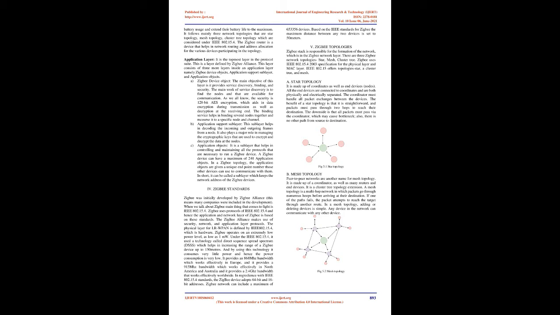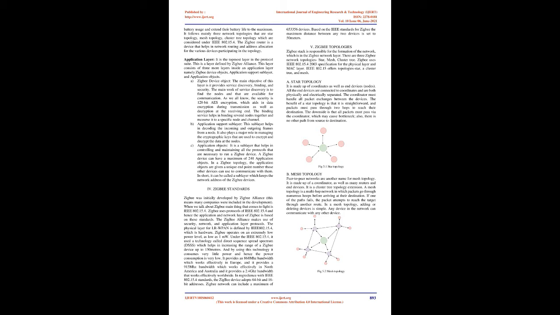C. Application objects. It is a sublayer that helps in controlling and maintaining all the protocols that are necessary to run a Zigbee device. A Zigbee device can have a maximum of 240 application objects. In a Zigbee topology, the application objects are given a unique endpoint number that other devices can use to communicate with them. In short, it can be called a sublayer which keeps the network address of the Zigbee devices.